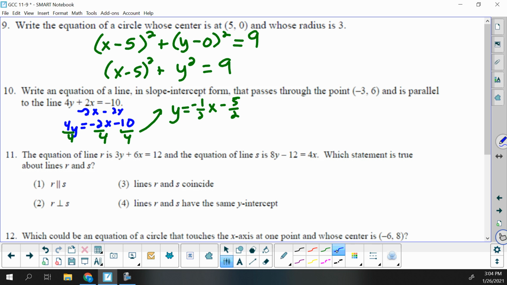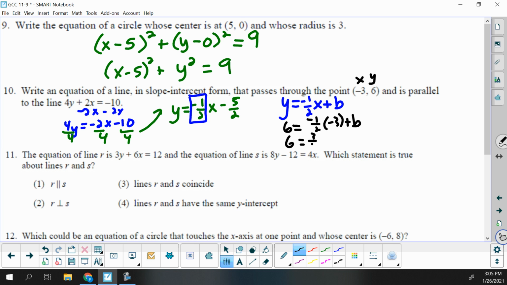If we're parallel, we want the same slope. So our slope is what's in front of the x. So we're going to use y equals negative 1/2 x plus b. We want to find the b, so we're going to sub in our x and y values from the point. So we'll have 6 equals negative 1/2 times negative 3 plus b. Well, you can do the negative 1/2 times negative 3 right in your calculator, and that'll give you 3/2 plus b.